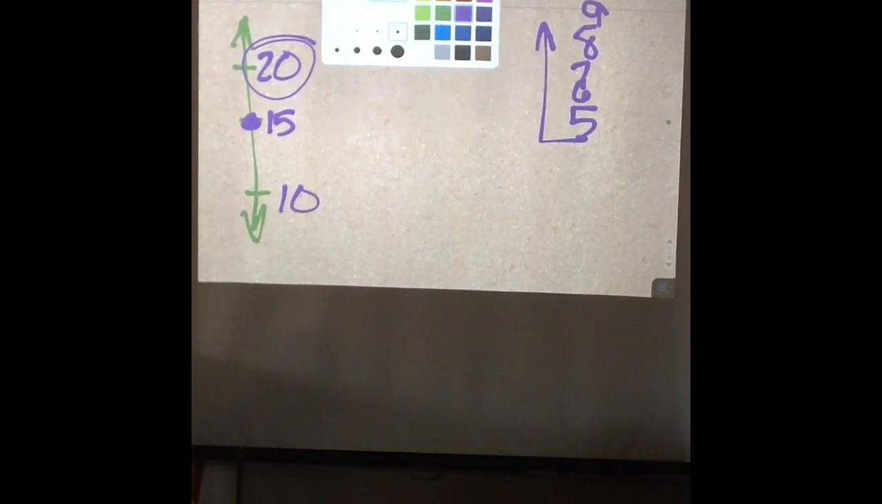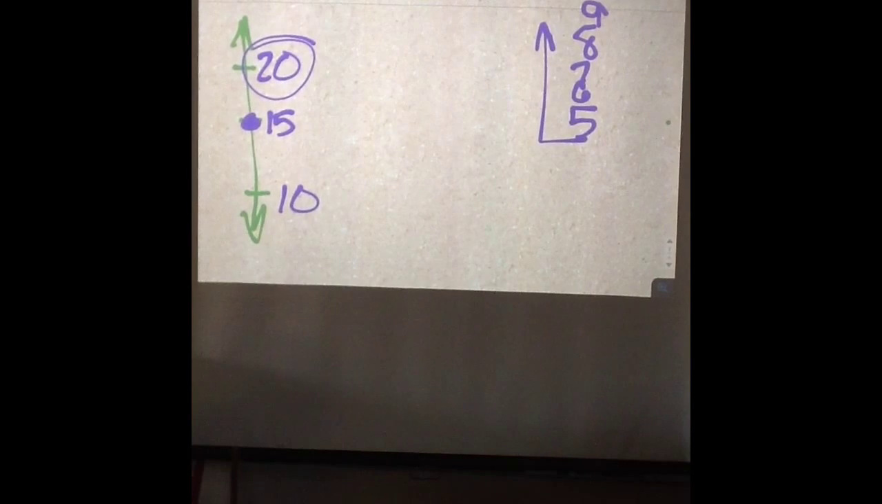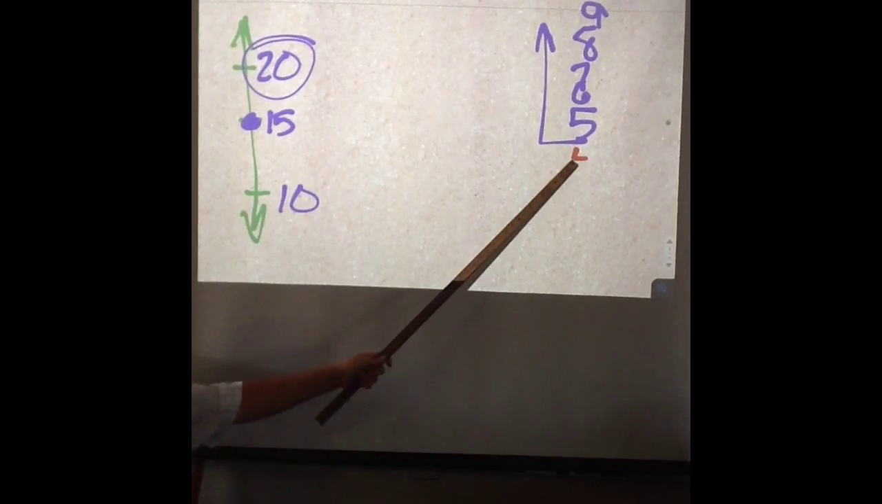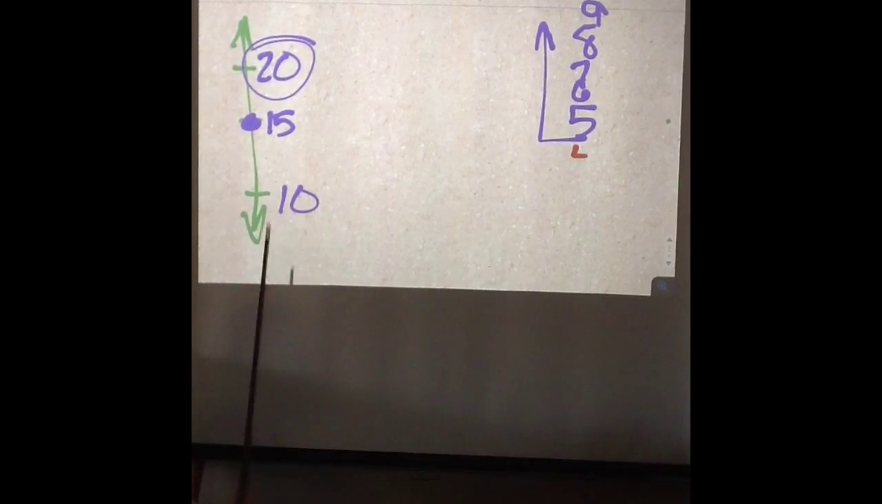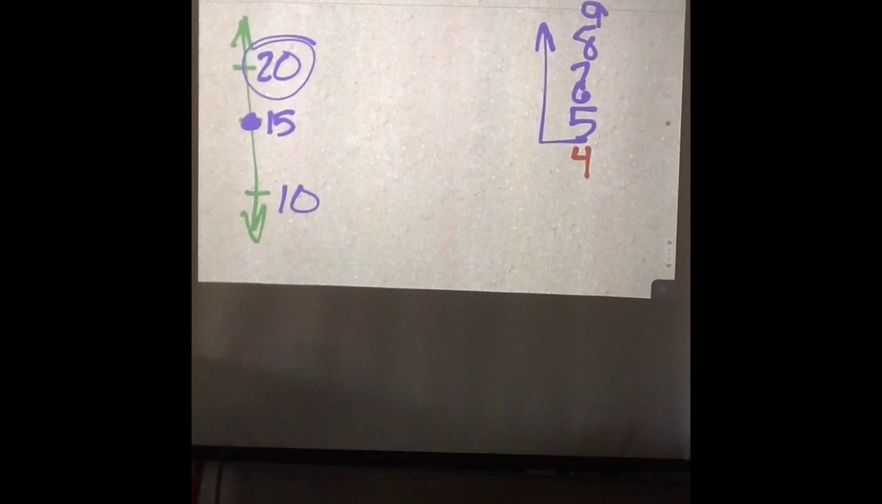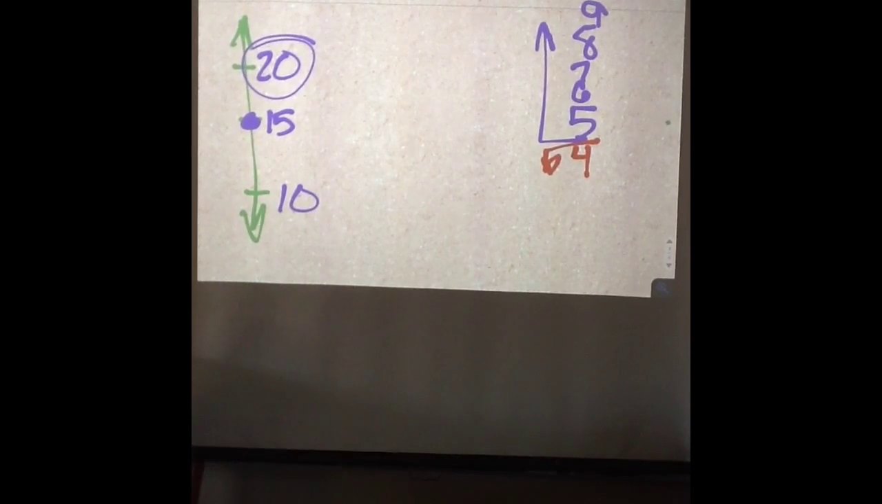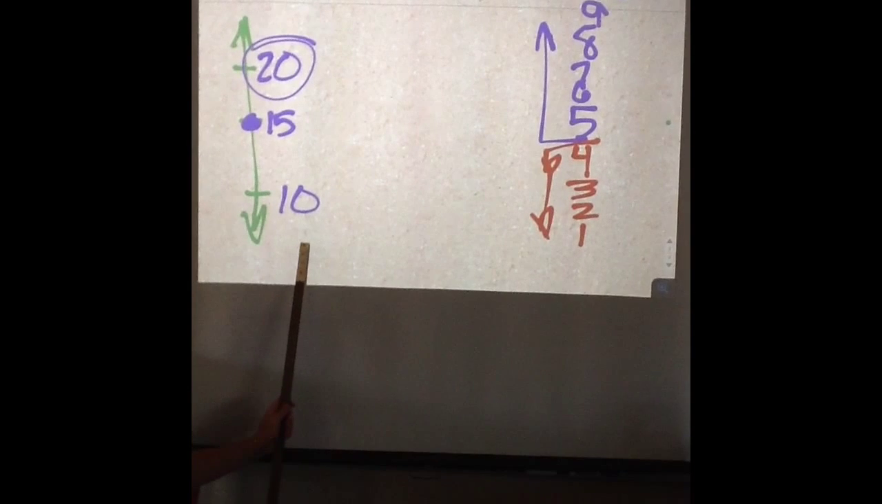And if we were talking about, let's say, what would I put here, down below it? What would I put below it? Yeah, 4. Why would I put a 4 there? Because 4 or less, we round down. So 4, 3, 2, 1. We're going to round down to the, in this case, the 10, right? Does that make sense? Yes.